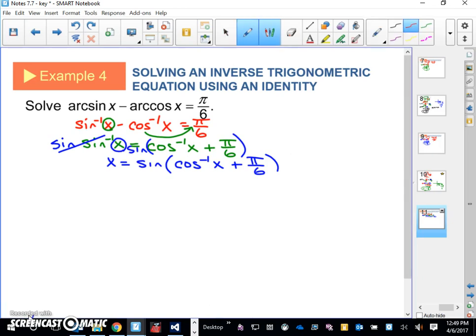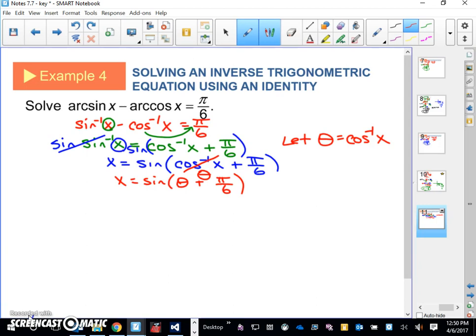Now, I think what makes you understand this problem a little bit more is if you understand that this is an angle. Okay? So I'm going to call it theta, so it looks more like an angle. This looks like an angle to me. I've got sine of theta plus pi over 6 equals x. What we did was kind of a substitution. We let theta equal inverse cosine of x. If you can understand that that inverse trig function is an angle, I think it's a lot more obvious what you're going to use next.